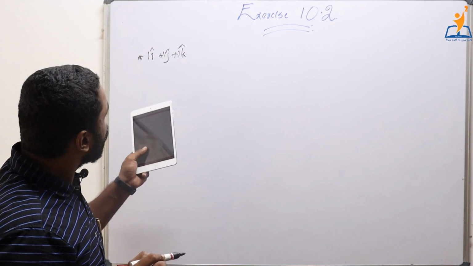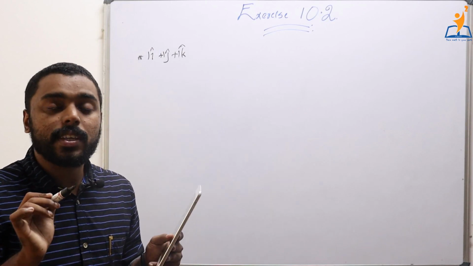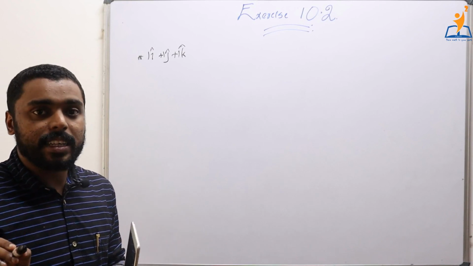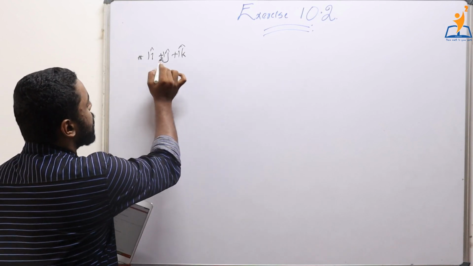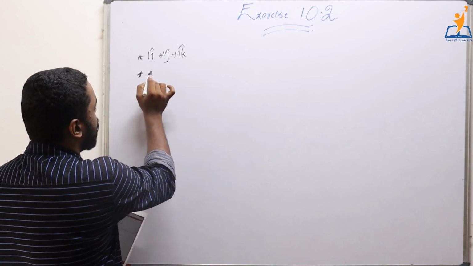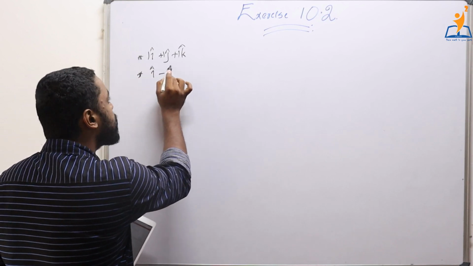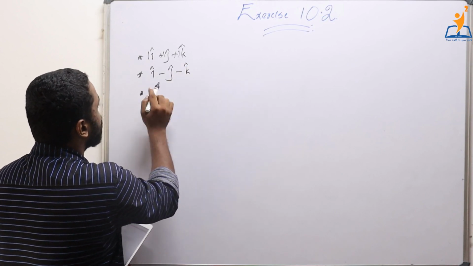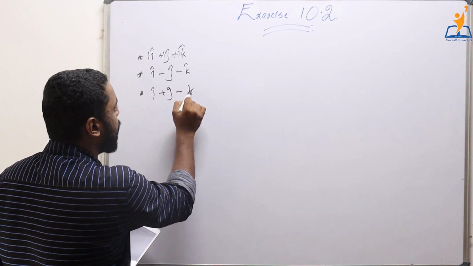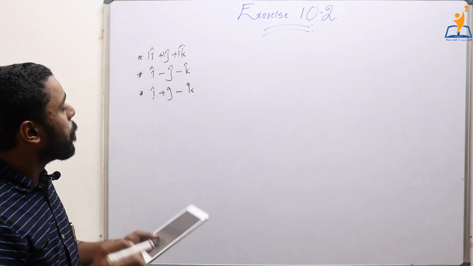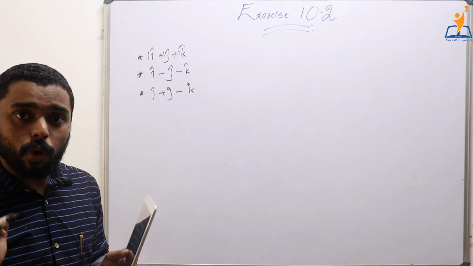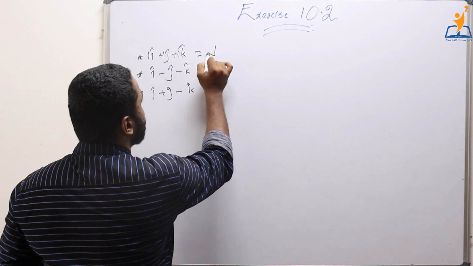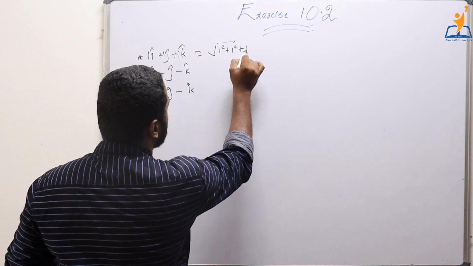Now we have to find another vector which has the same magnitude as this. For that, you just change the signs. So the next vector will be i cap minus j cap minus k cap. There is also another vector, i cap plus j cap minus k cap. Similarly, you can alter the signs, but as long as the coefficients are the same, the vectors have the same magnitude. See, here the magnitude is root of 1 square plus 1 square plus 1 square, equal to root 3.